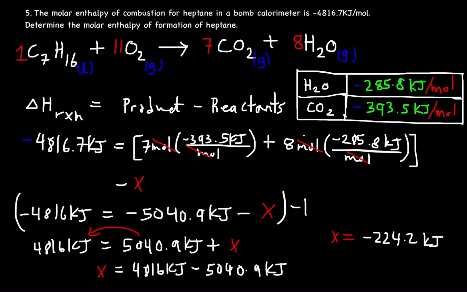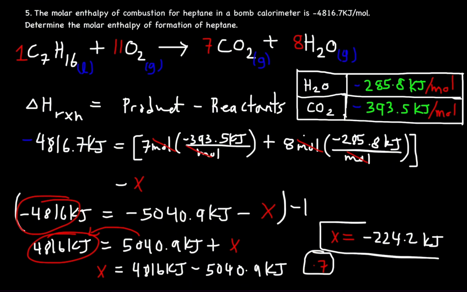So therefore X equals negative 224.2 kilojoule. I made a little mistake here. There's supposed to be a 0.7 here, which I forgot. I just put it as 4816, but there's supposed to be a 0.7. But this is the correct answer though.